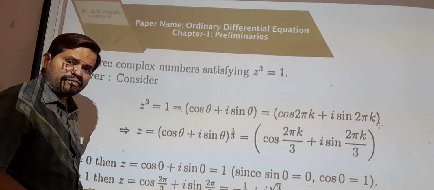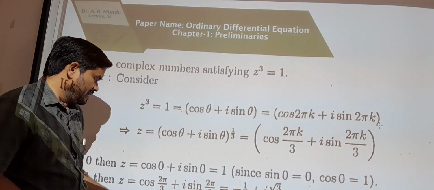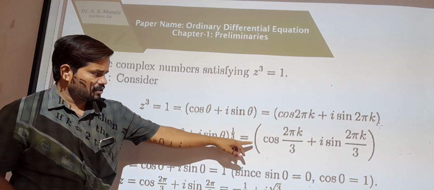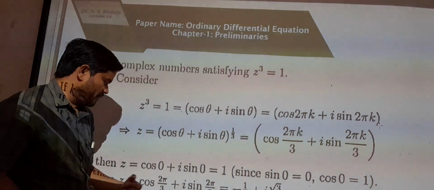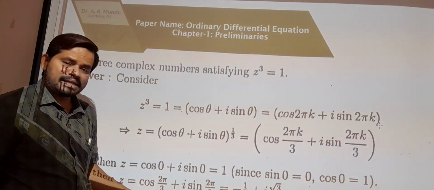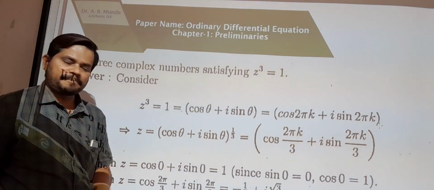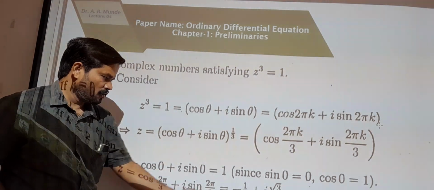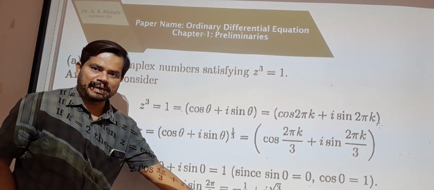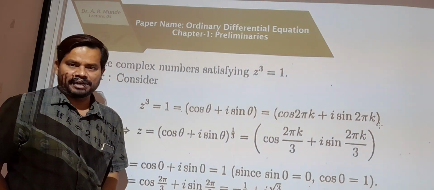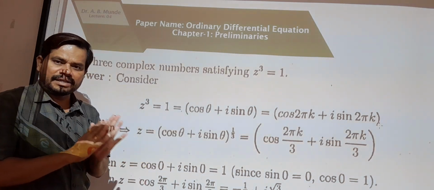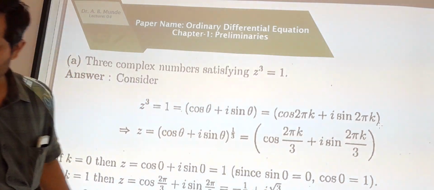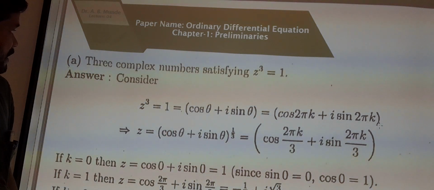Similarly, if you put the value of k as 2, then the value of z is cos of 4 pi by 3 plus i sin of 4 pi by 3. Just put k equals 2 in this expression. You know cos of 4 pi by 3 is minus 1 by 2 and sin of 4 pi by 3 is minus root 3 by 2. So just putting these values, we get z equals minus 1 by 2 minus i root 3 by 2. In this way you can use De Moivre's theorem, as in the previous two examples. Now look at the next one.